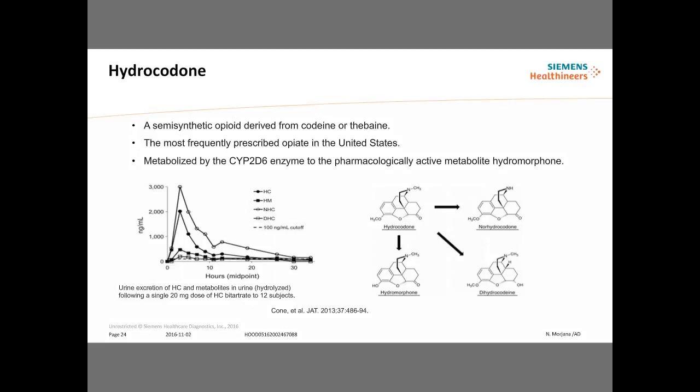So hydrocodone is metabolized into norhydrocodone, hydromorphone, and dihydrocodeine. Now, hydromorphone is an active metabolite; however, norhydrocodone is a less active metabolite of hydrocodone.